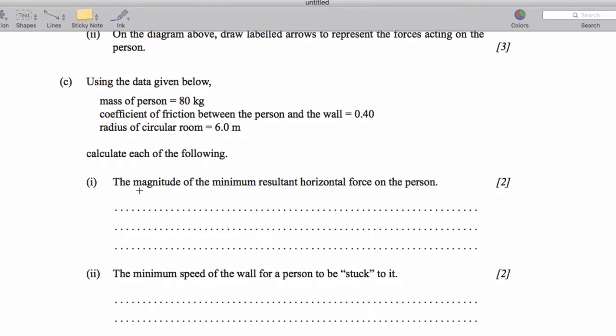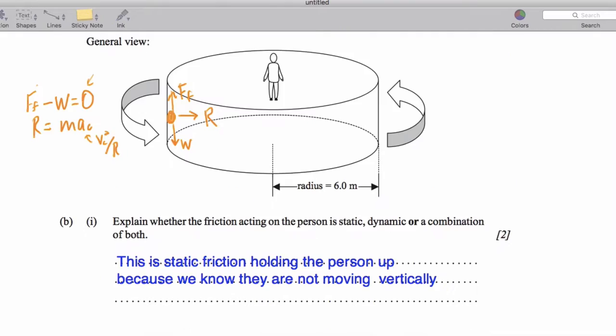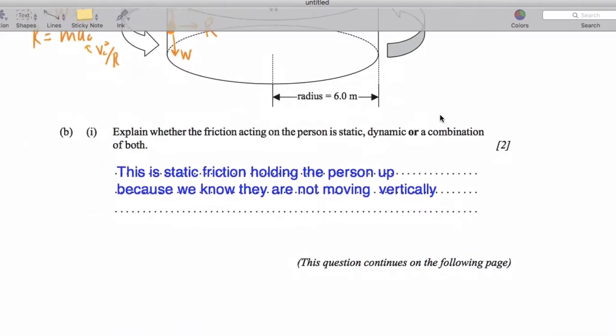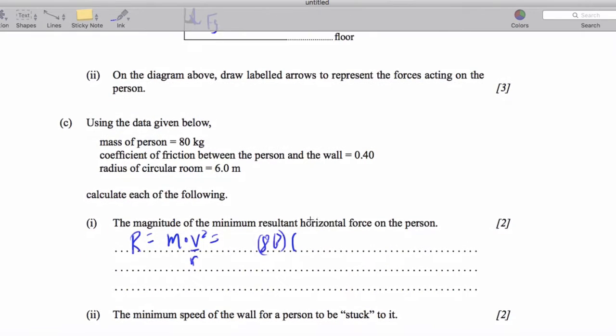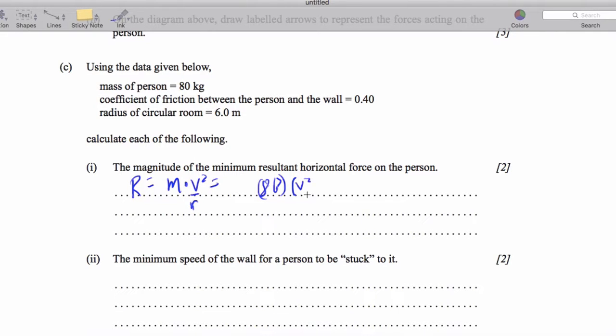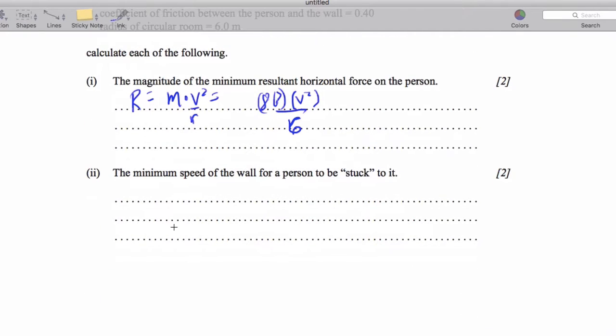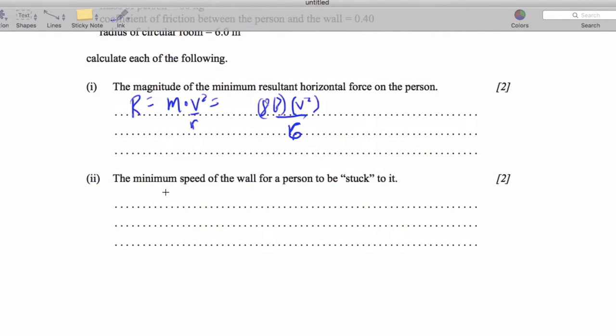So we know that R is m times v squared divided by the radius. So that's going to be 80 times, now do we have a speed? Did they give us a speed? Well, so we will say v squared divided by r, which is 6. And it says the magnitude of the minimum resultant horizontal force. Looks to me like I'm going to have to solve this part down here first. So it says the minimum speed will allow for a person to be stuck to it.